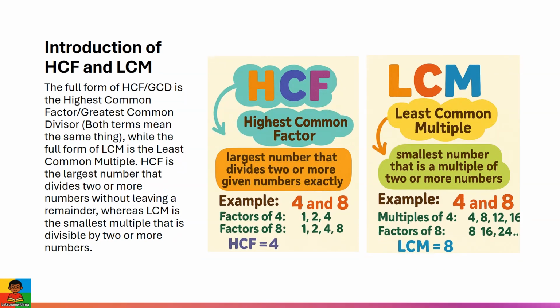First, let's understand what HCF and LCM mean. HCF stands for highest common factor, also known as GCD or greatest common divisor. Both terms refer to the same idea. LCM stands for least common multiple. HCF is the largest number that divides two or more numbers without leaving a remainder. LCM is the smallest multiple that is divisible by two or more numbers.